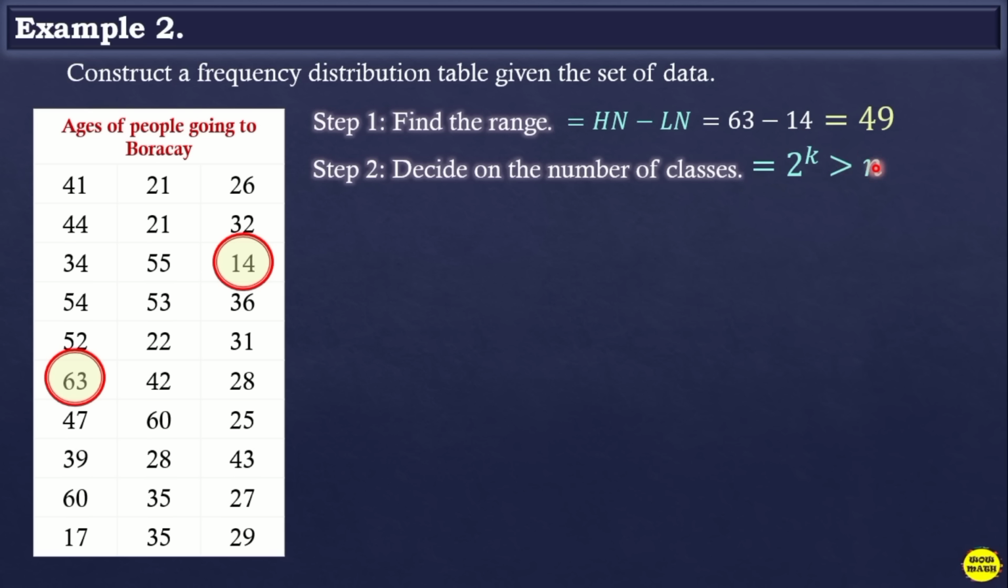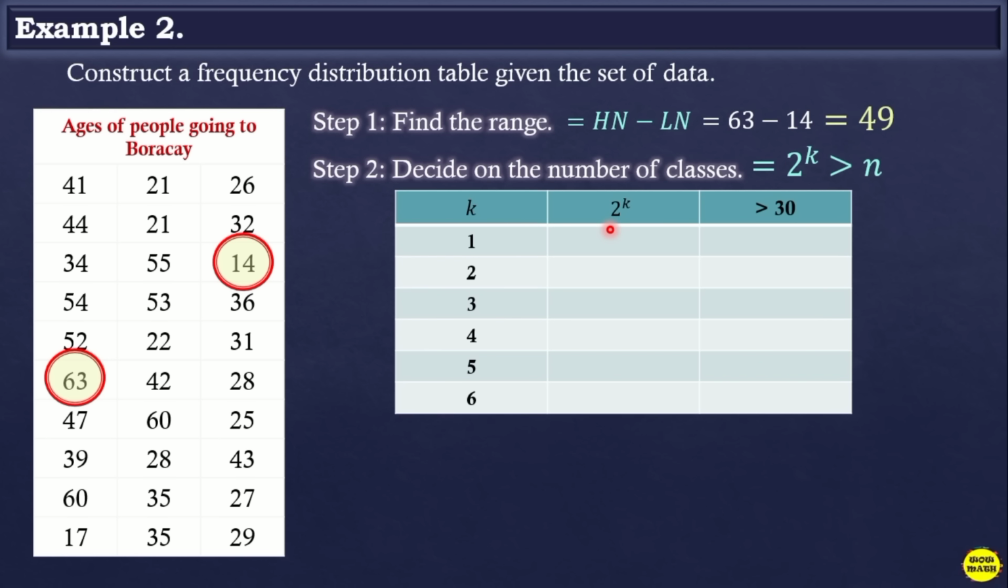What is your n here? So, count your data. We have 30. Okay? Our data here is 30. So, it should be higher. Once you reach a number higher than 30, that means we get the number of classes. So, let us use this table. Your k here is an unknown number. So, let us try 1 to 6. Okay? And then, we substitute our k into our exponent. So, we have 2 raised to 1, that is 2.